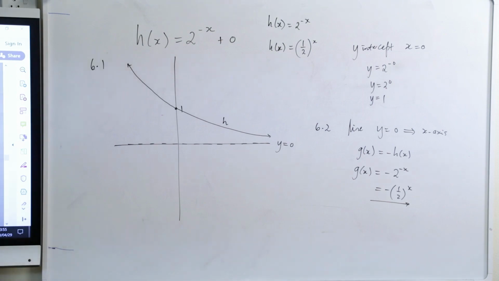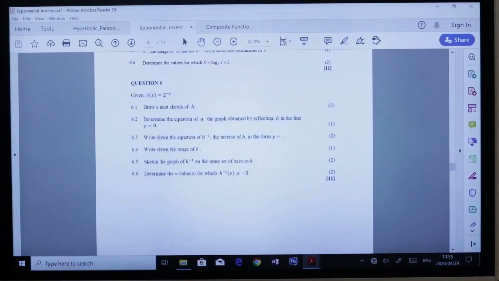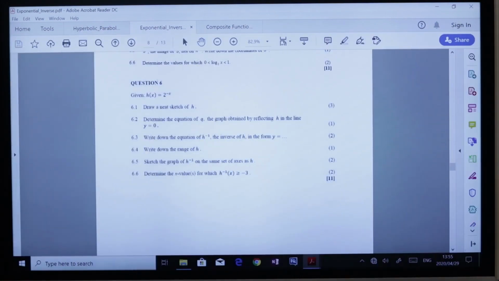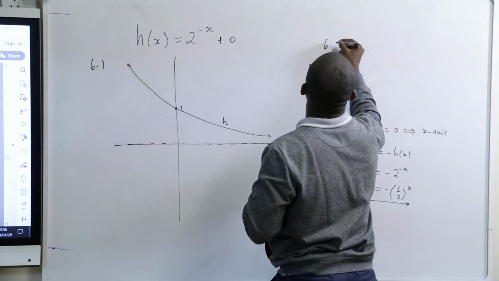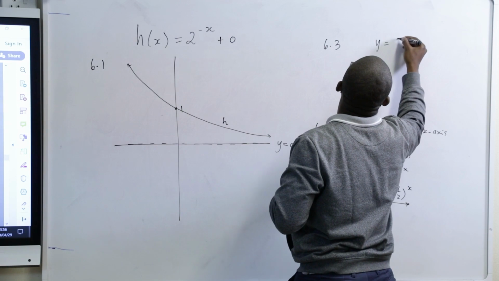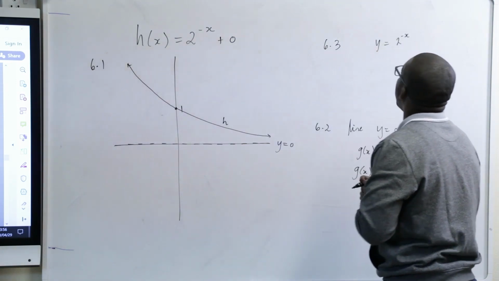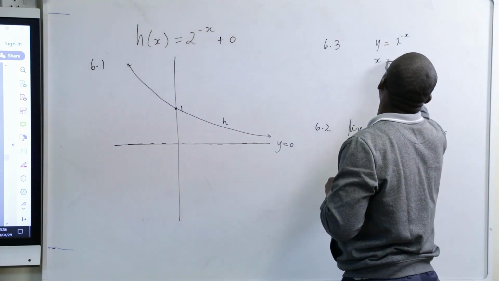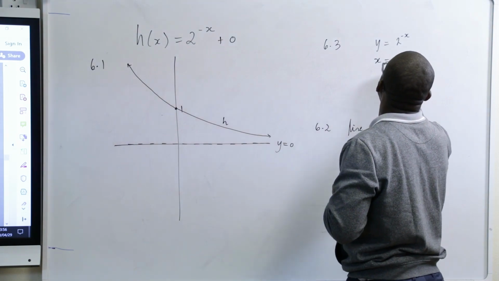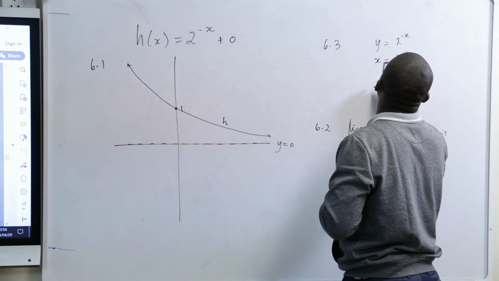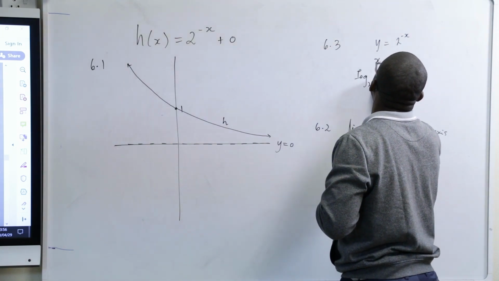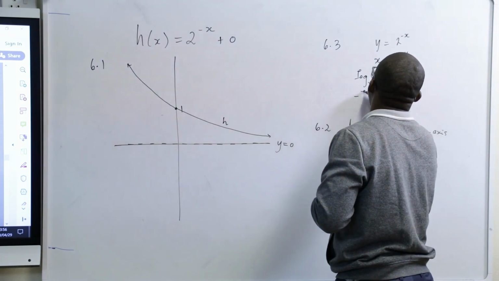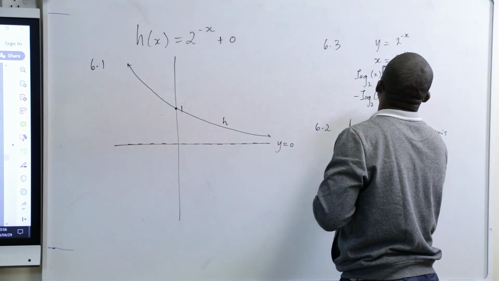1 mark. Write down the equation of h to the minus 1, the inverse. If we're doing the inverse, 6.3, we have y is equal to 2 to the minus x. Step number 1 of finding an inverse is to interchange x and y. Thereafter, you're going to get negative y is equal to log to the base 2 of x. This is going to be y is equal to negative log to the base 2 of x.